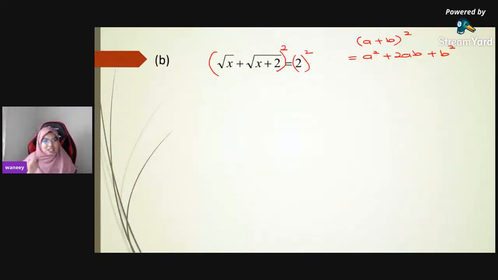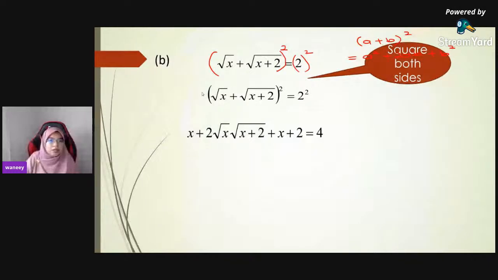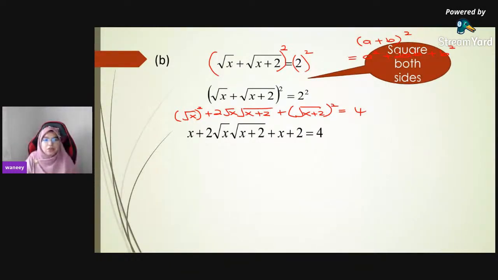Right. So now let us check then. So firstly, we have a square. So square root of x with a square. Okay, so this is square root of x with a square. So square root x square plus 2. A is square root of x. B is square root of x plus 2. And then the b square equal to 4. Okay, so square root of x, if you square them, it will simply become x.